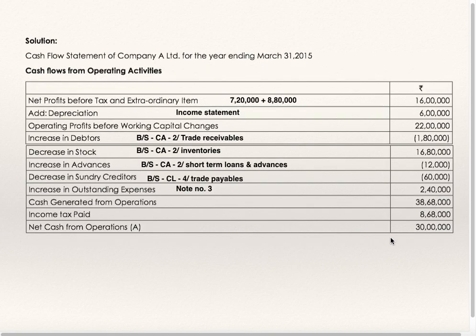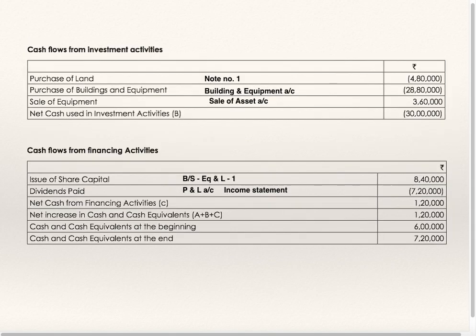So net cash from operating activities is 30 lakh positive. Net cash from investment activities 30 lakhs negative, 30 lakh positive, 30 lakh negative is nil. Financing activity is 1 lakh 20,000. Therefore, if you add cash from operating, investment and financing activities, you will get 1 lakh 20,000. 30 lakh plus 30 lakh minus 1 lakh 20,000 plus. So it is 1 lakh 20,000. Add in this cash and cash equivalent at the beginning. You should get cash and cash equivalent at the end. So that is how it is to be done.